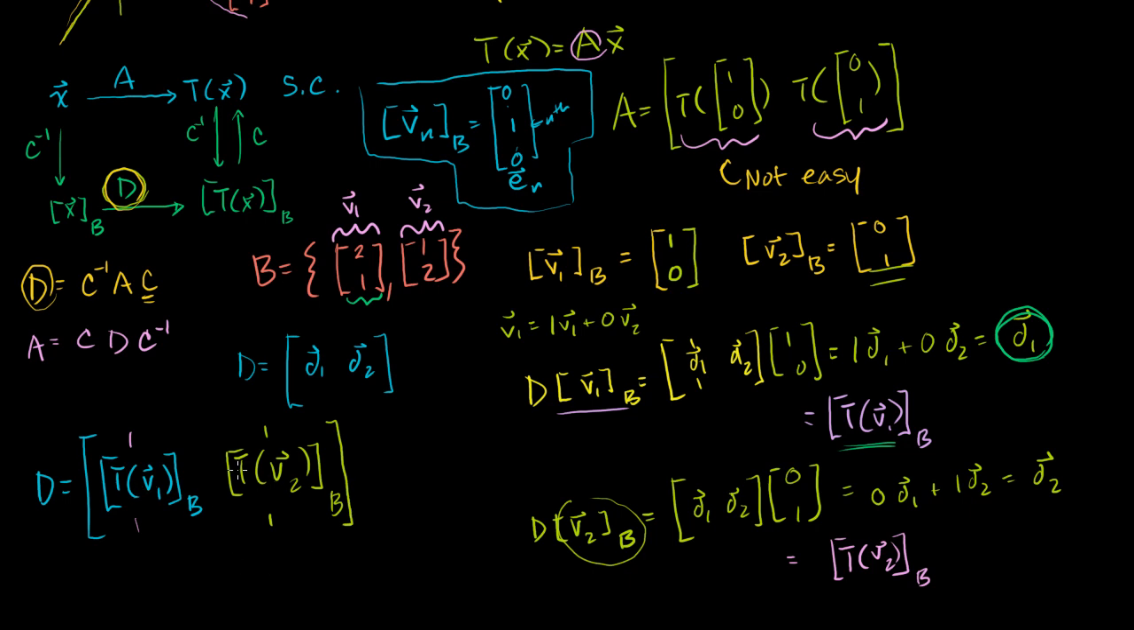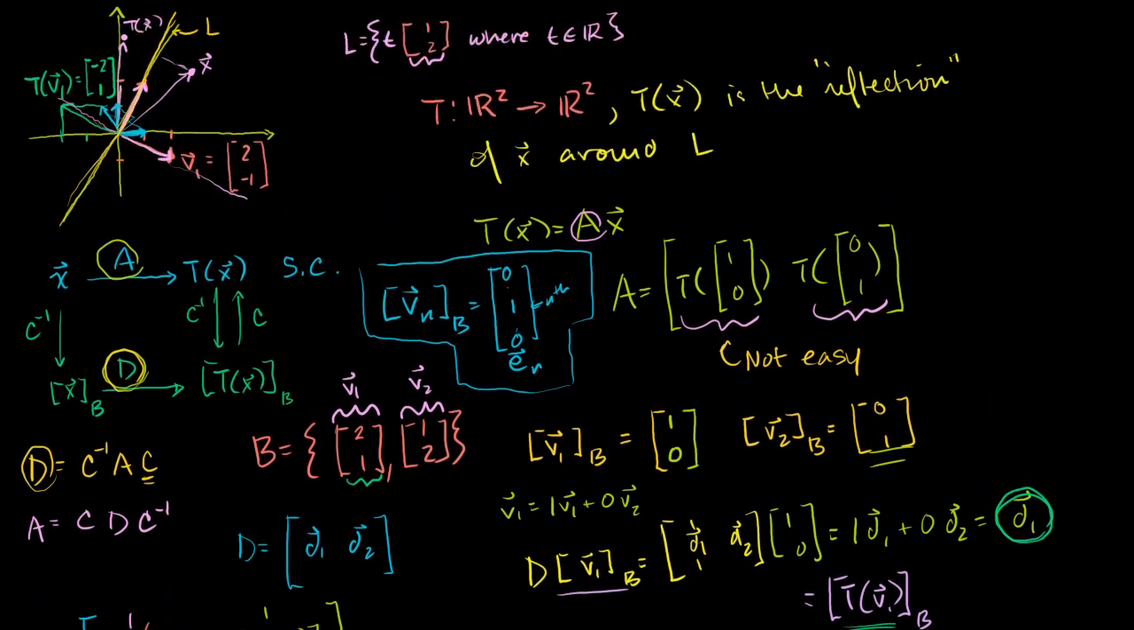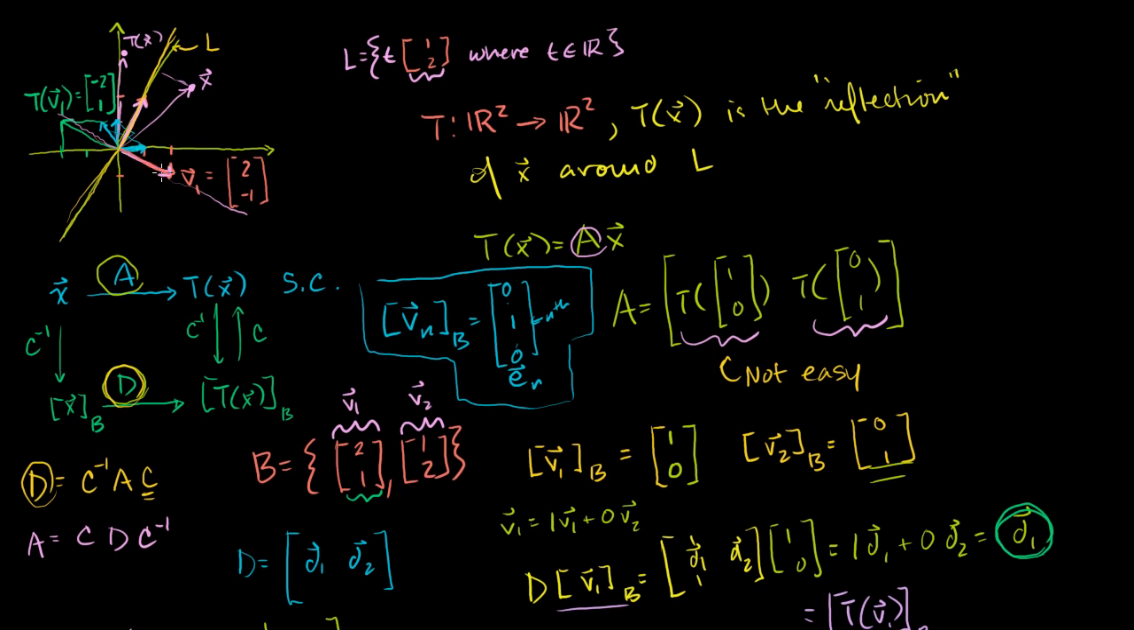Now, is this any easier to find than this stuff up here? Remember, before we said, oh, we just apply the transformation to the standard basis vectors, or we could find the transformation matrix with respect to the standard basis, and that's all we wanted to do. And we said that's not easy. Is this any easier? Well, what is the transformation of v1? What is the transformation of v1? Let's go back to our original transformation definition. This is v1 right here, right? The transformation of v1 ended up being minus v1. It equals minus v1.